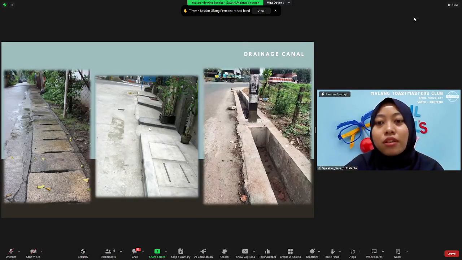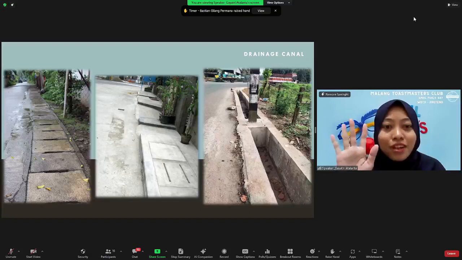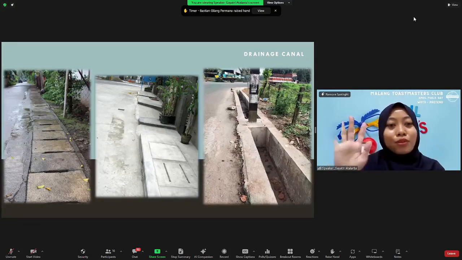This one is open, the second one is really closed, and the third is still open. Talking about drainage canals, how many people here agree with me that the canal itself is really important for our area? Please raise your hand if you think that this canal is really important.